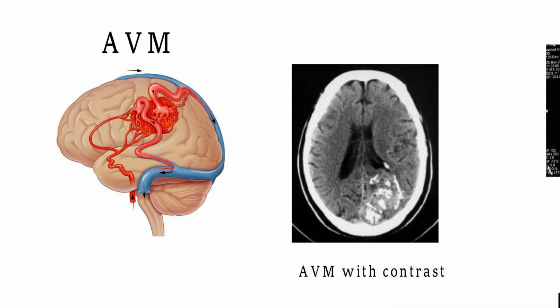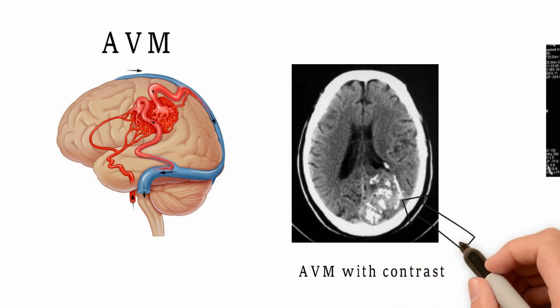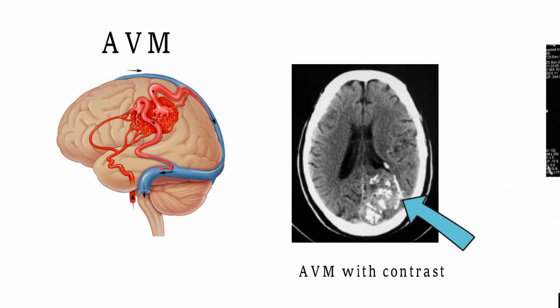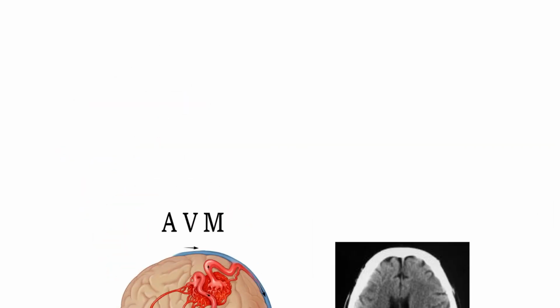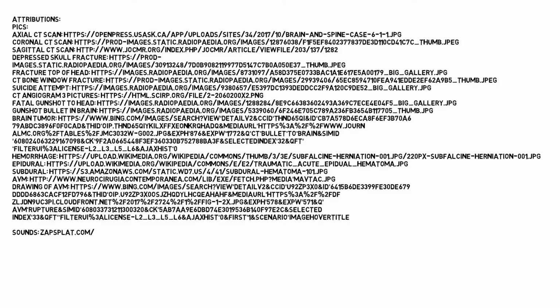An angiogram of the AVM can show not only the blood vessels involved, but the intervening brain tissue as well. This ends the CT scan gallery.